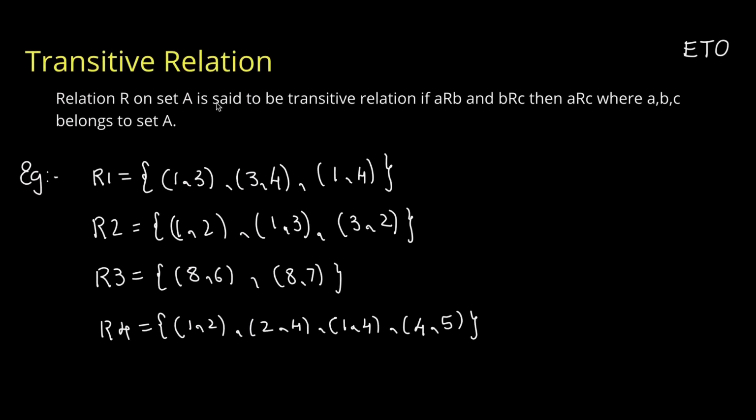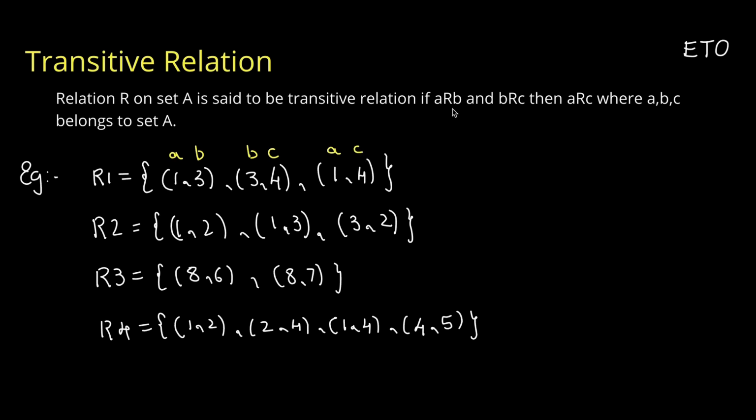Transitive relation. Relation R on set A is said to be transitive relation if A is related to B and B is related to C, then A must be related to C, where A, B, C belong to set A. Let us solve a few examples to understand transitive relation. Relation R contains ordered pair (1,3). 1 represents small a, 3 represents small b, and it also contains (3,4). 3 represents small b and 4 represents small c, and it contains (1,4), which means 1 represents small a and 4 represents small c.